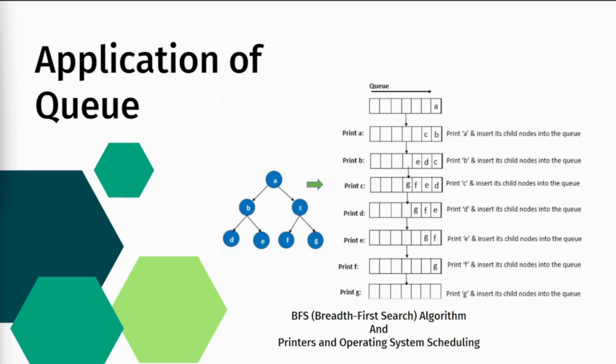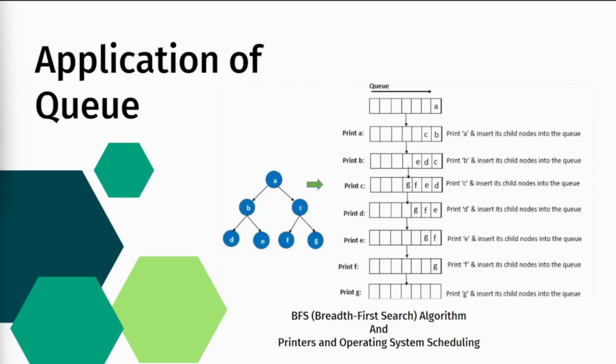Printers and operating system scheduling is another application of queue. Queues find applications in managing printer tasks and scheduling processes in the OS. In the context of printers, tasks are added to a queue and the printer processes them in the order they were received. So this ensures fairness in printing and prevents resource conflicts. Similarly, the OS utilizes queues to schedule the processes, ensuring that each process gets its turn to execute. By using a queue-based approach, fairness and efficiency in task execution are achieved.